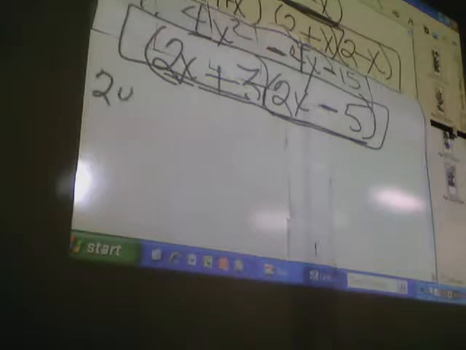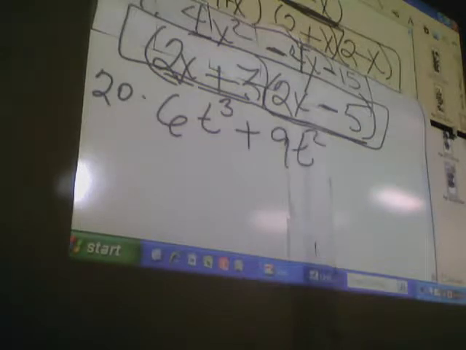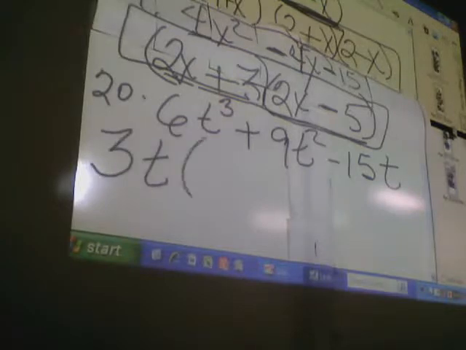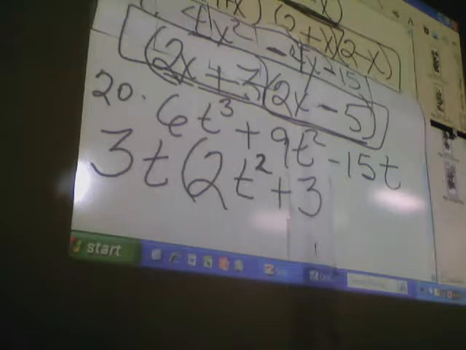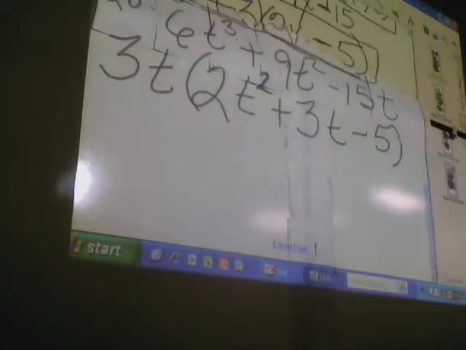Number 20. 6t cubed plus 9t squared minus 15t. Do they have anything in common? T and a 3. Okay, so to get 6t cubed, 2t squared plus 3t minus 5. Alright. Okay, let's see.